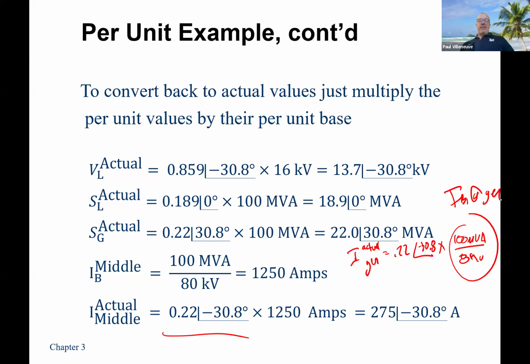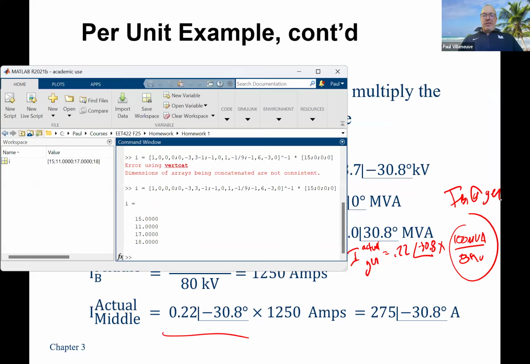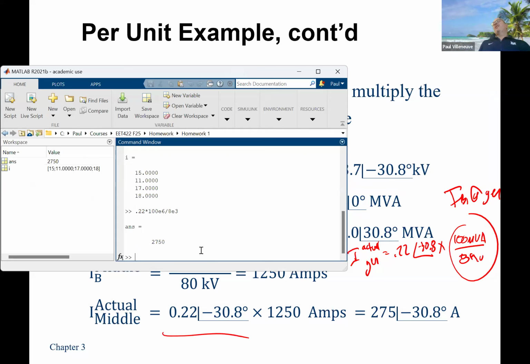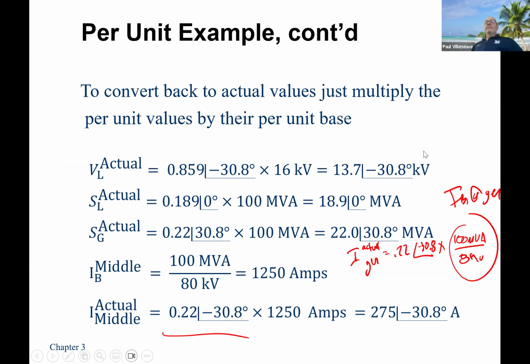So if I do that, I got 0.22, and I'm just going to do magnitude only, because we know the angle. 0.22 times 100 E6 divided by 8 E3. So 2,750 amps coming out of the generator, which seems like a lot, but it's not that much for a typical generator. Like I said, the one in Millstone Unit 3 is almost 50,000 amps out of that generator when it's all running at full out.